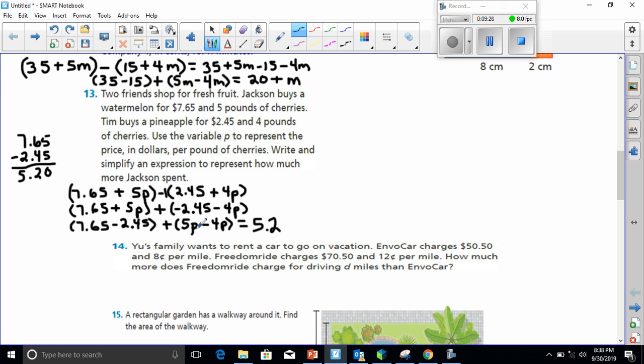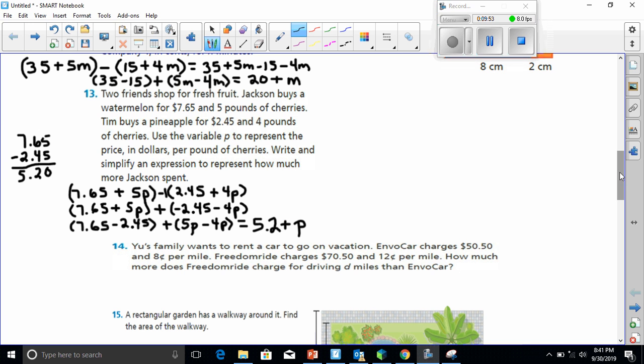And 5p minus 4p, well, that's going to be plus p, right? 5 pineapples, let's just say, or minus 4 pineapples will be 1 pineapple. So whatever the price is going to be, there's going to only be one of them instead, multiplying it by 1 instead. So 5.2 plus p will be your answer.